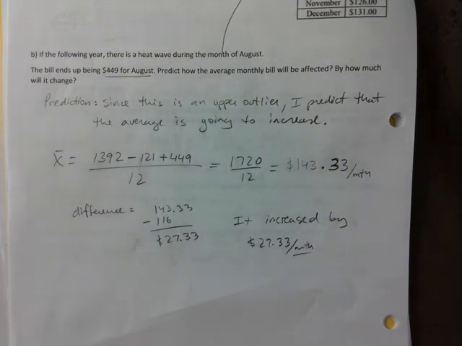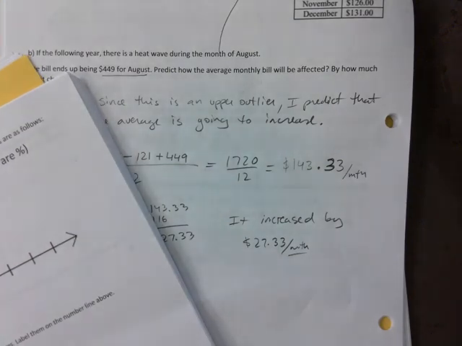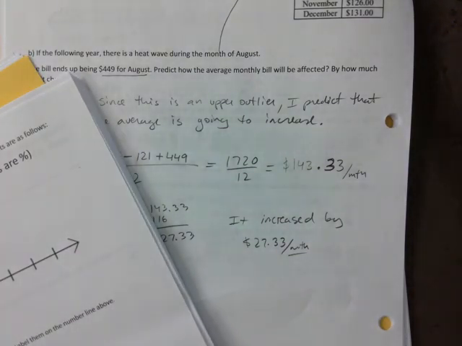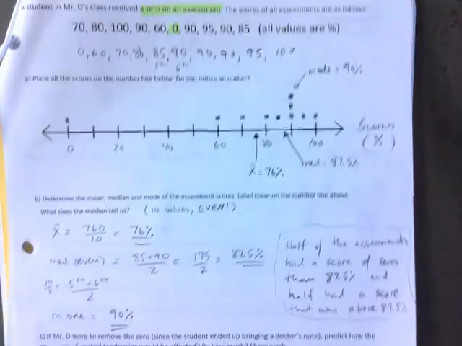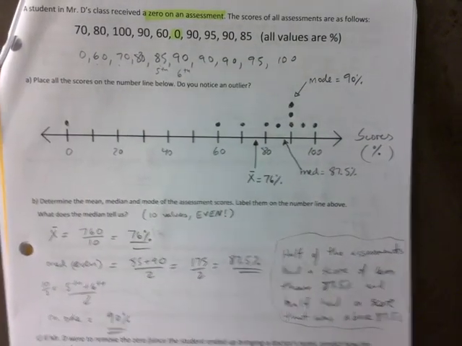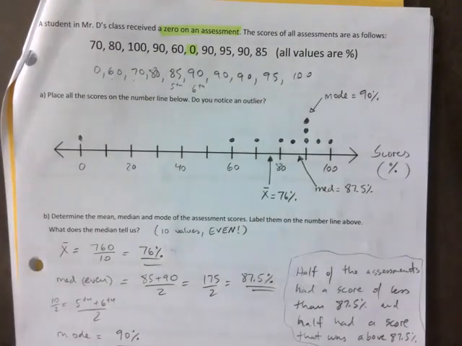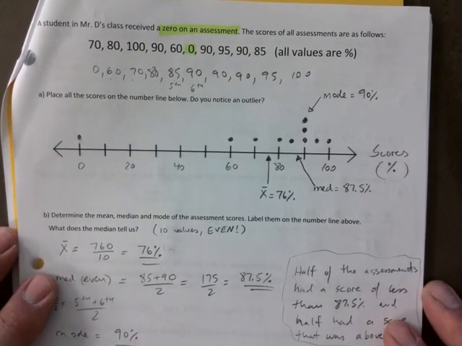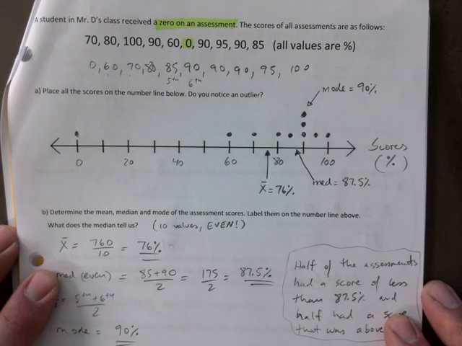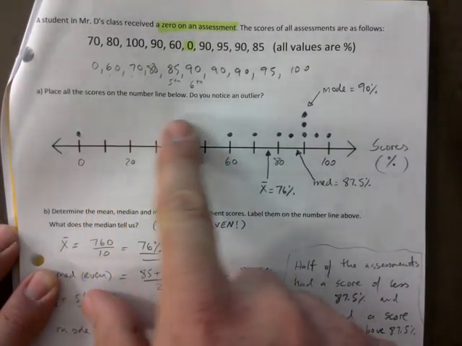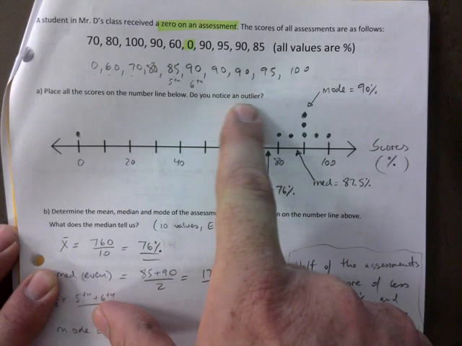And now I will do the, oh yeah, the number line. Number line, you ready for that one? Page 14, and I scanned this, it's online. A student in Mr. D's class received a 0 on an assessment. The scores of all assessments are as follows. Place the scores on the number line below. Do you notice an outlier?